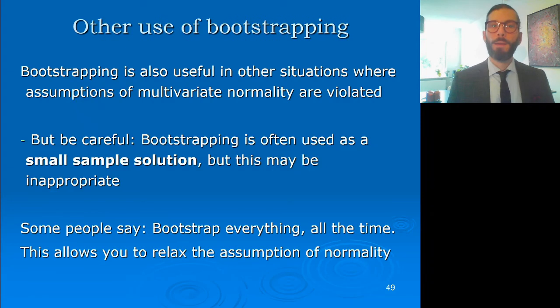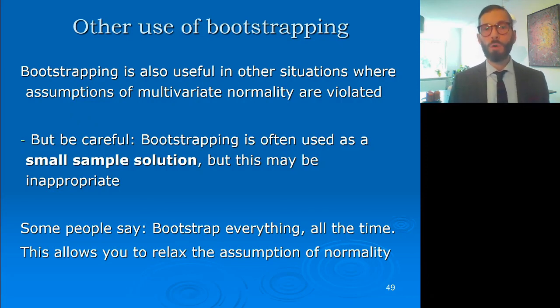Now I want to point out that bootstrapping is also very useful in other situations, particularly when the assumptions of multivariate normality are violated. Some people say bootstrap everything all the time because you can relax the assumption of normality. When we bootstrap, we only have one assumption, and that assumption is that our sample is representative of the population. Remember that the logic of the sampling distribution is that we could draw 1,000 samples from the population, and that would give us a distribution of parameter estimates that we can use to perform inference. Bootstrapping approximates this sampling distribution by resampling our original data, but that logic only holds if our original data is a representative sample from the population.